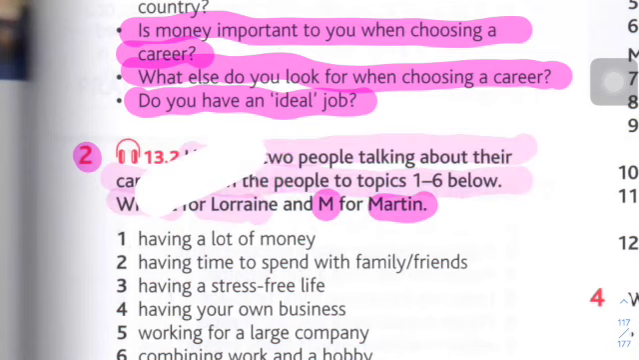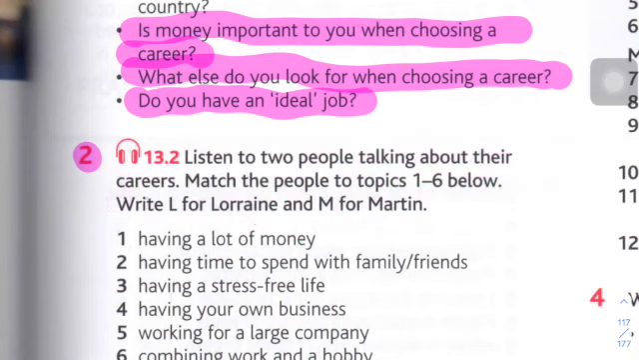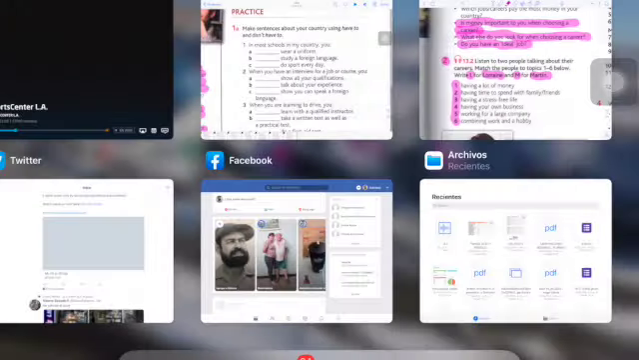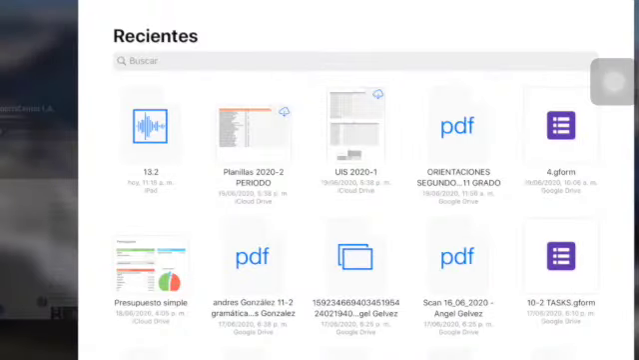So we are going to listen to two people. One of them is called Lorraine and the other is called Martin. And we are going to write L for Lorraine and M for Martin, taking into account these sentences. So which of the sentences belongs to which person? So let's listen and you decide L or M. So here we go.